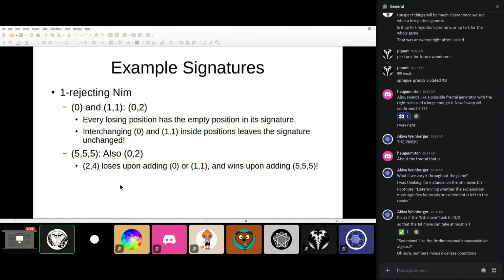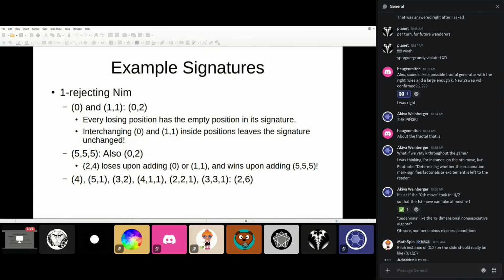So clearly, signatures are not going to be enough to help us classify games. Wait, I'm lost again. We're saying now adding 5, 5, 5 as a single set of 3 heaps. Previously, the parentheses were used to say one of the two. Is that right? Yeah. Adding 0 or 2 to any of those 3 games results in a losing position. But I think those 3 games can't be equivalent because they have different effects on other games. Does that make sense?